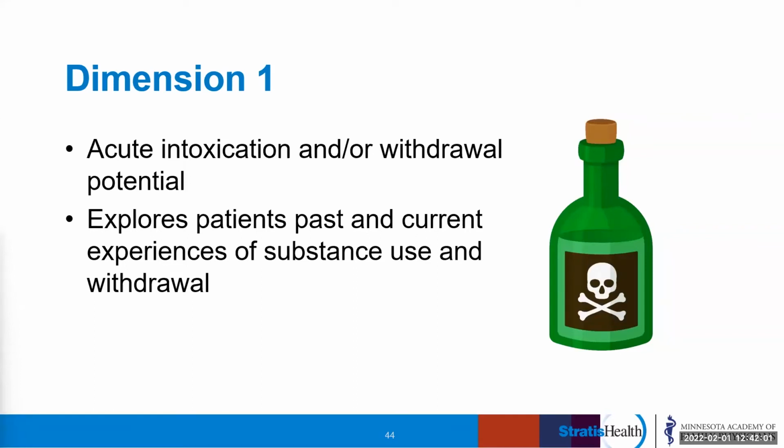But if you've already stabilized them, it does look at their past history. What has it looked like in the past? What do their withdrawals look like? If it's a person with alcohol use disorder, have they had withdrawal seizures? Obviously, that's going to be a person who is higher risk. So it doesn't just look at the immediate, it also looks back into their history of their substance use, both intoxication and withdrawal.